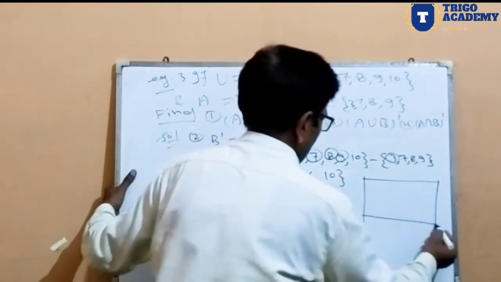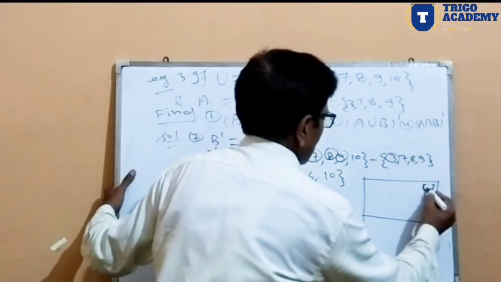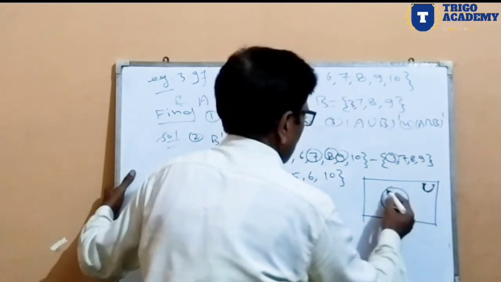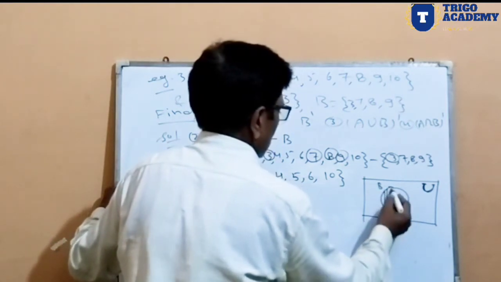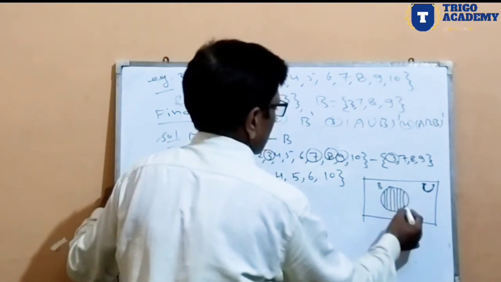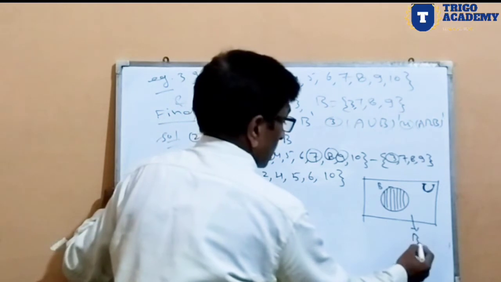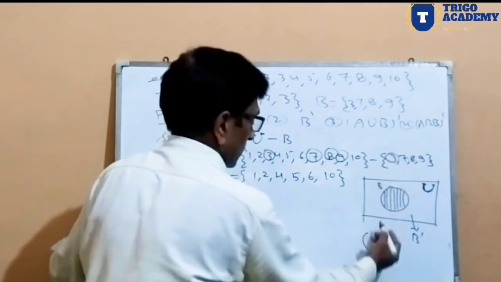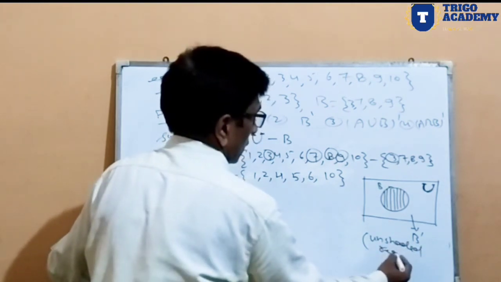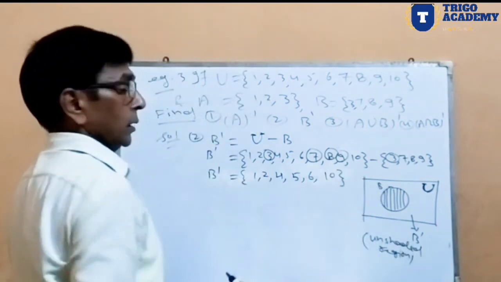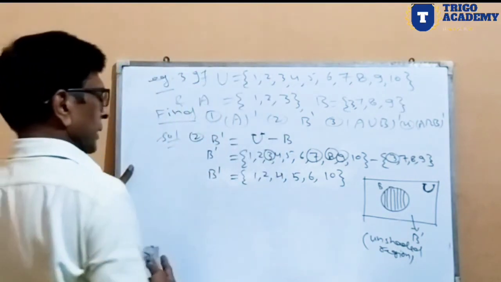Similarly, like the first part, we can represent this through a Venn diagram this way. This is set B. This line shaded portion represents the elements of B and this unshaded region represents B dash. Okay. Now after this, (A union B) dash.